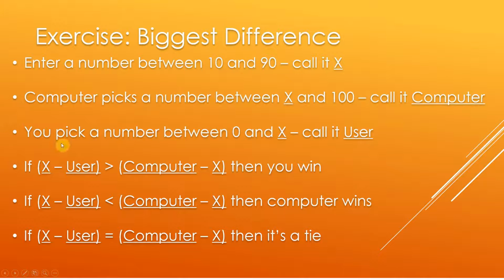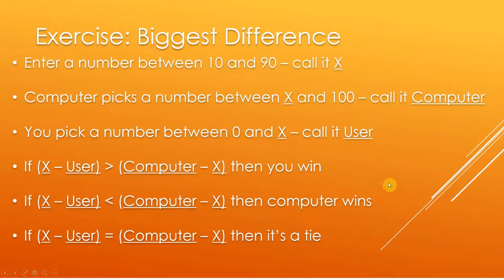Then we're going to ask the human, the user, the person using the computer, to pick a number between 0 and x. Call it user. Remember, the underline means these are variables. And then we're going to do some tests. If x minus user is greater than computer minus x, then you win. If x minus user is less than computer minus x, then the computer wins. And if x minus user equals computer minus x, then it's a tie.